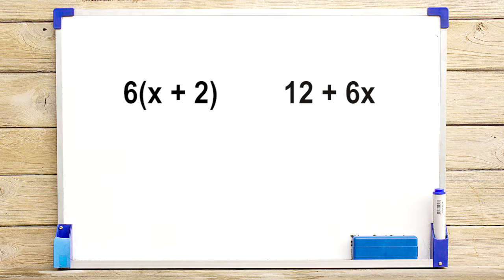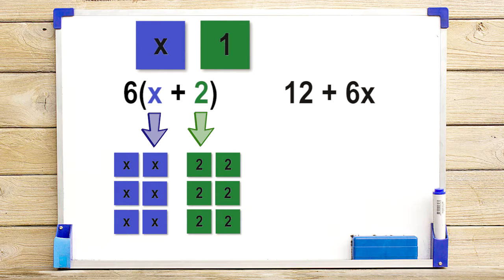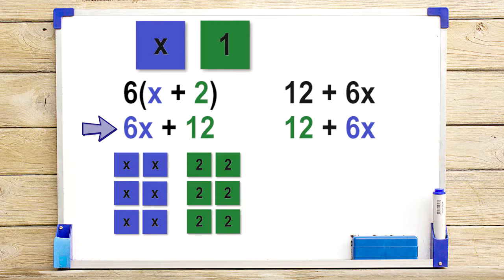The two expressions we will determine equivalent are 6(x + 2) and 12 + 6x. We will use the x tile to represent x and the 1 tile to represent each number 1. 6(x + 2) means that we actually have 6 groups of x and 6 groups of 2. Notice that 6 groups of 1x is the same as 6x. 6 groups of 2 is the same as 1 twelve times.